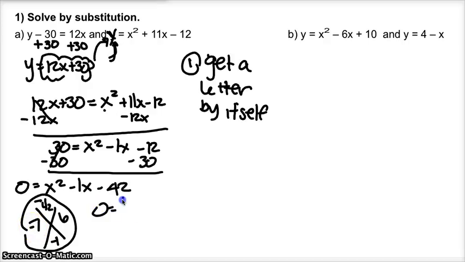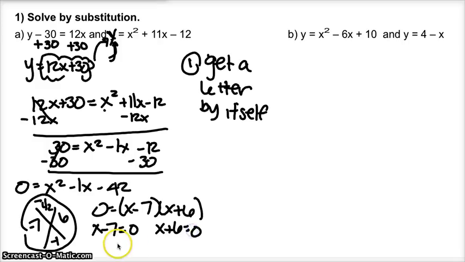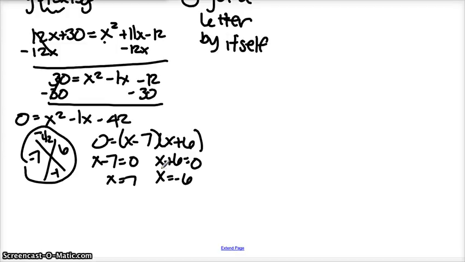So 0 is equal to x minus 7 and x plus 6. Because they're both these small equations, I can set them equal to 0. Add the 7 to either side, subtract the 6 from either side. So my solutions are going to be at 7 and at negative 6. What we've done is we've solved the quadratic equation. So that means one of my answers is going to cross at 7. The other answer is going to cross at negative 6.